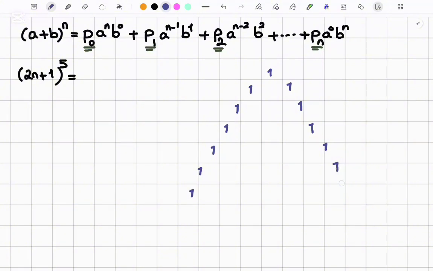One of the questions you might have is, until when do I continue this? It depends on the power that you have over here, and you can continue this until infinity. I'm going to end this over here, and then I'm going to tell you how to do the next part.